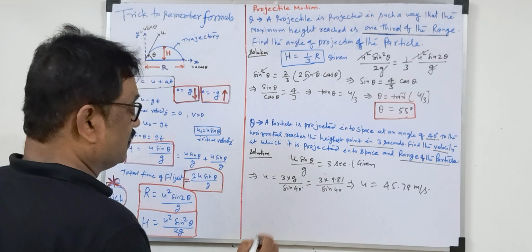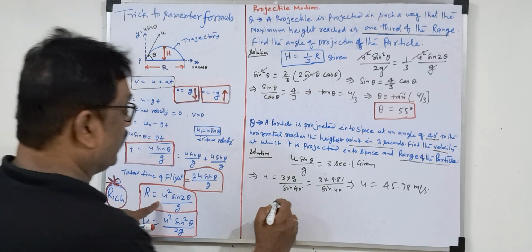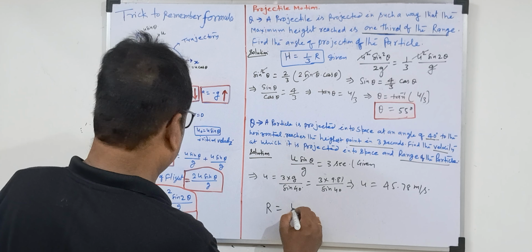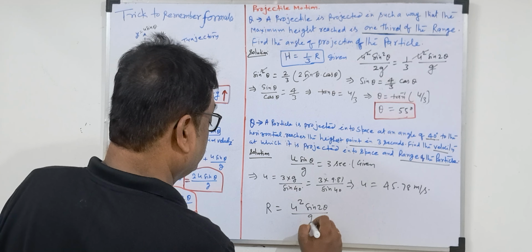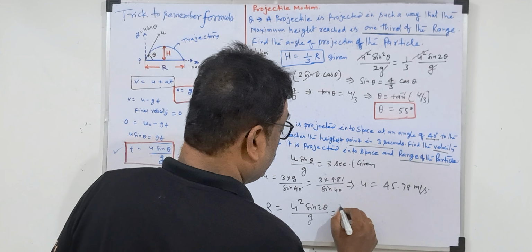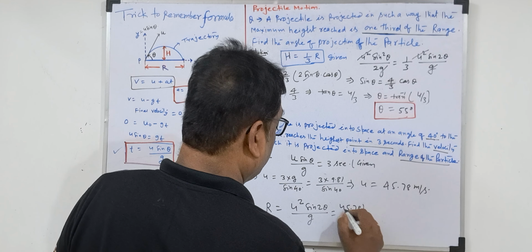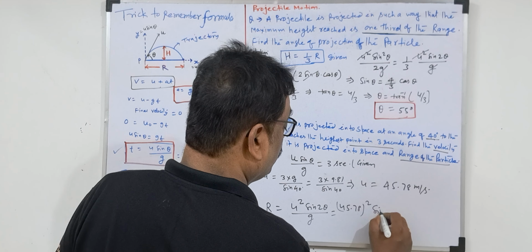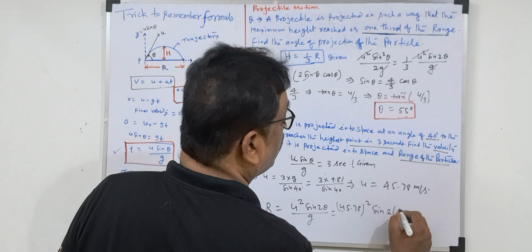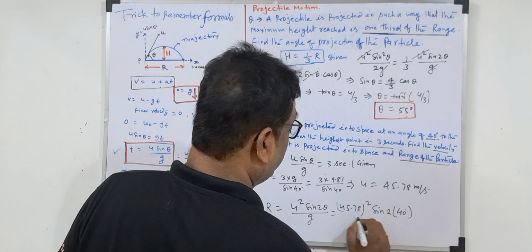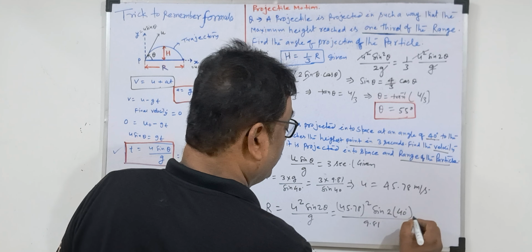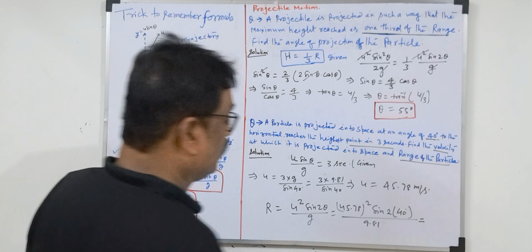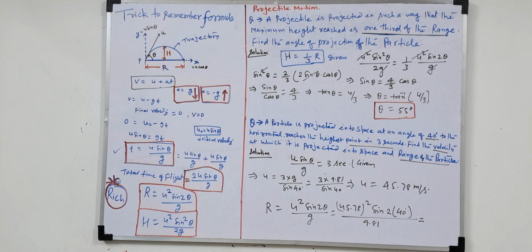Now they are asking for the range. So what is the range formula? Again you will come here. If you know the formula, see how simple: u square sin 2 theta by g. So u, how much did we get? 45.78 whole square into sin 2 theta, theta is 40 degrees, so that means sin 80 degrees, divided by 9.81. If you calculate this, you will get the range, 210.4 meters.